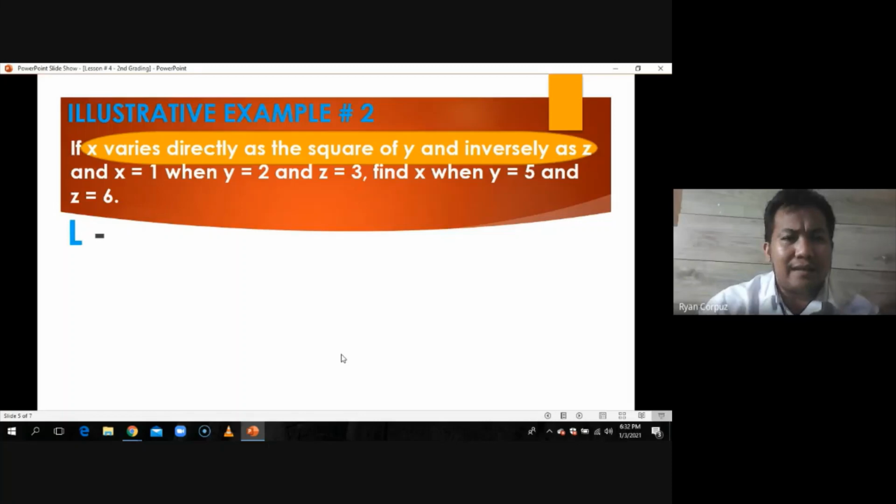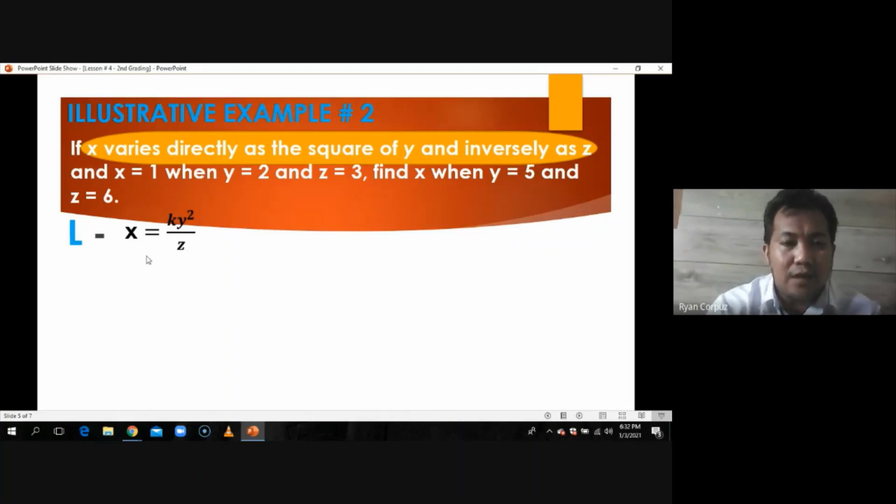Doon muna tayo sa direct. X varies directly as the square of y. So it should be x is equal to k y squared. Since it's inversely as z, so over z tayo. So we come up with x is equal to k y squared over z.